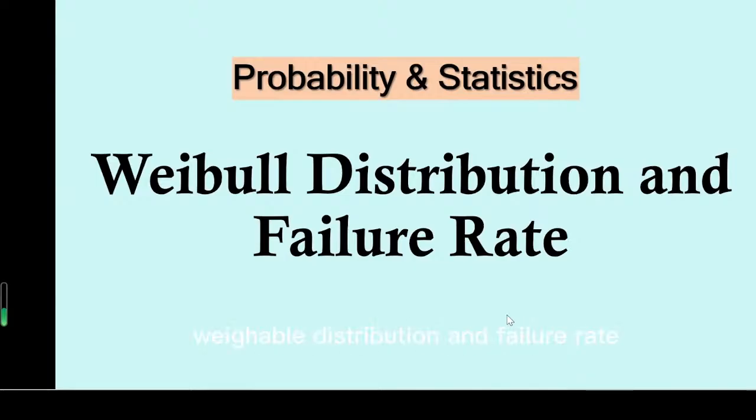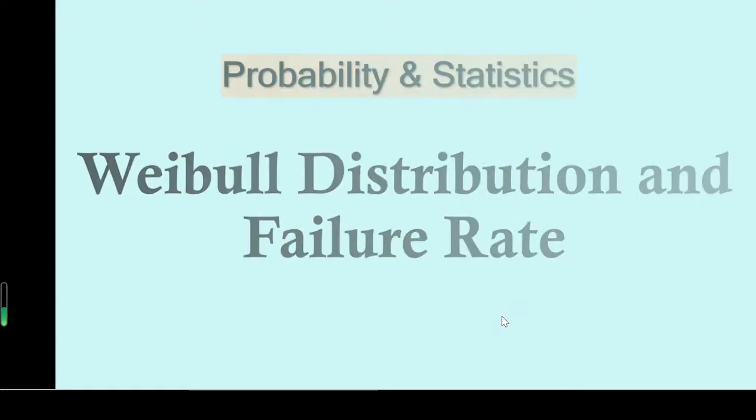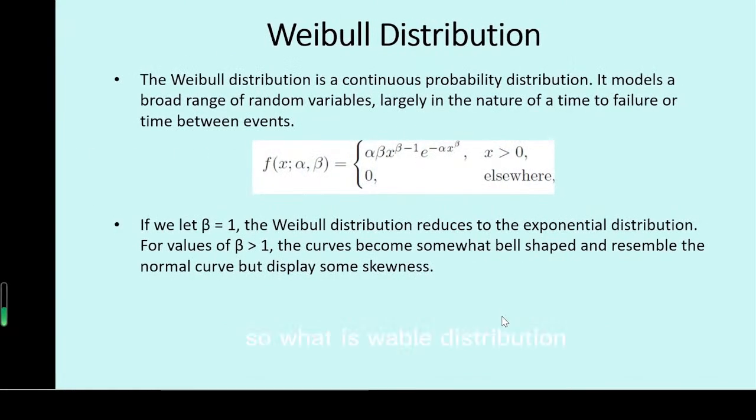In this video, we will talk about the Weibull distribution and failure rate. So what is the Weibull distribution? The Weibull distribution is a continuous probability distribution like the exponential and gamma distributions.